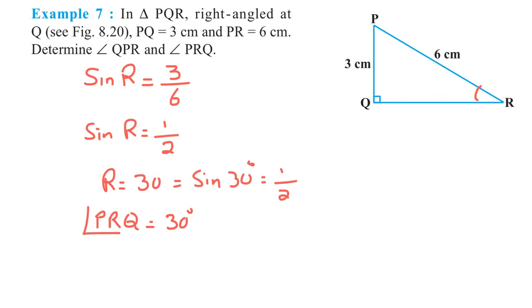So if this is 30 degrees and angle Q is 90 degrees, what is angle QPR? It's going to be 60 degrees. We don't even have to do any trigonometric ratio for that. So angle QPR is going to be equal to 60 degrees. So figured it out. Great. Keep working, keep trying. Let's work out one more.